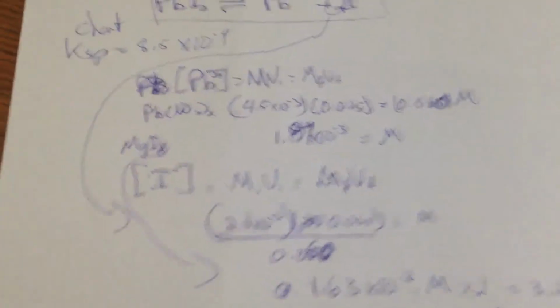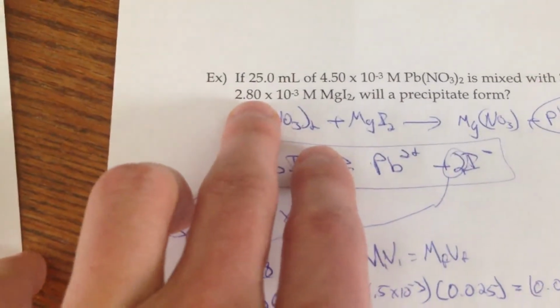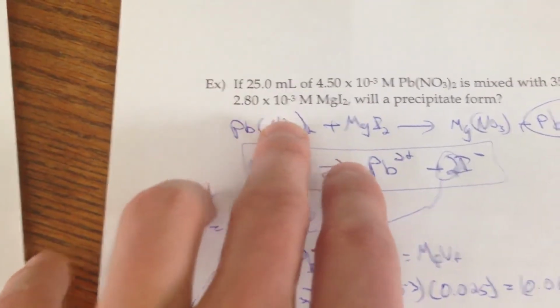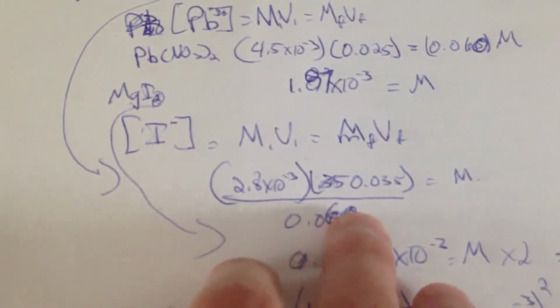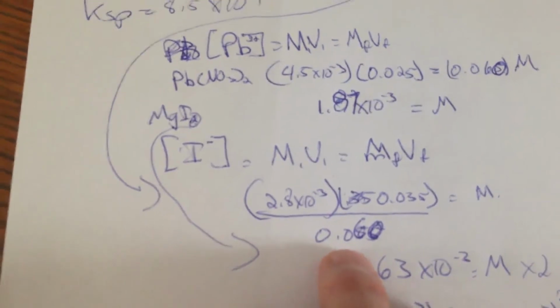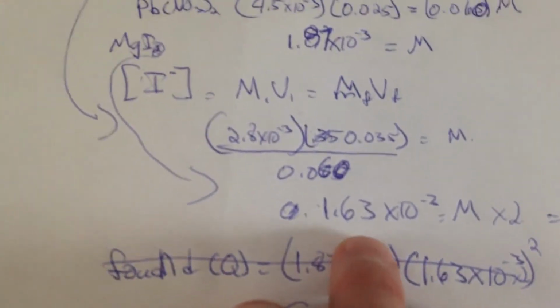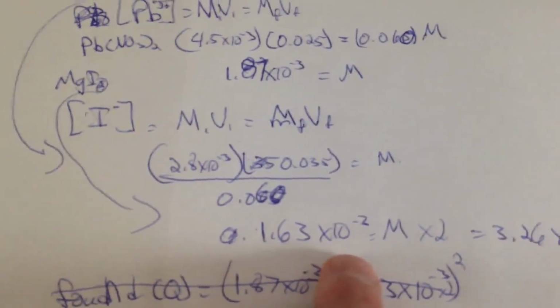I'm then going to go ahead and do the same thing for iodide. I just set it up, take my concentration of iodide from here, 2.8 times 10 to the negative 3. I'm going to multiply that by the volume, 0.35, and divide that by the total volume, 0.06. And that's going to give me 1.63 times 10 to the negative 2.